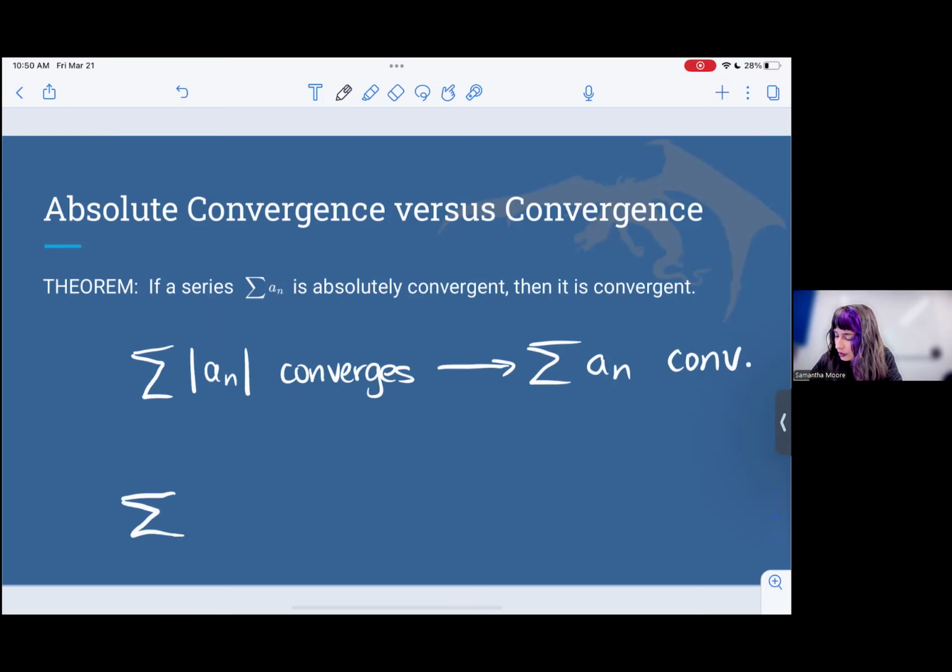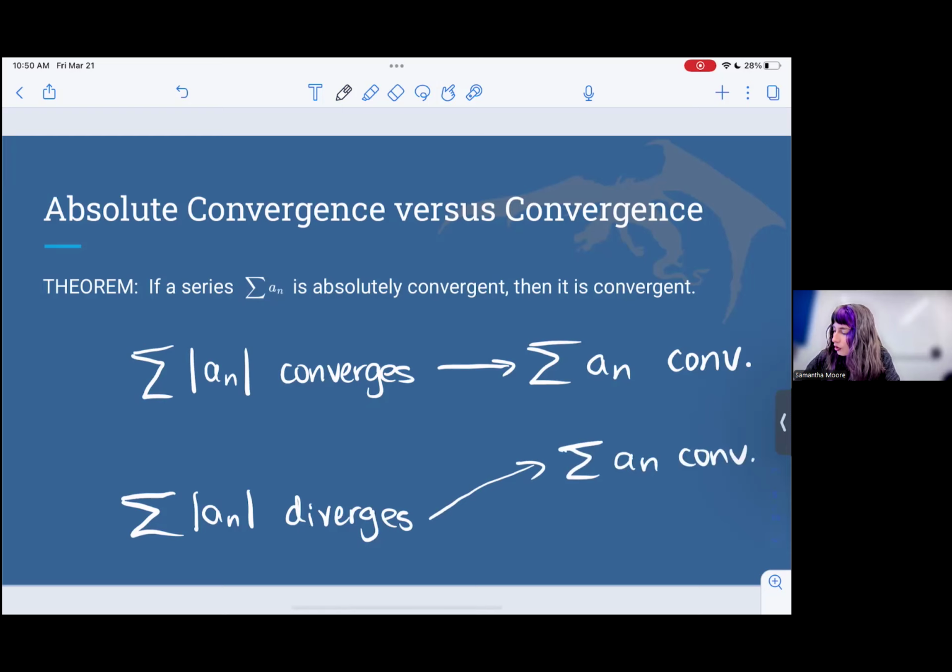And what we don't know about is the setting where the sum of the absolute values diverges. Then maybe we could have that the sum converges, or maybe we could have that the original sum diverges. All right, so we have 3 different settings now. Before we were thinking about just converging or just diverging, and now we have some subsets of converging and diverging.